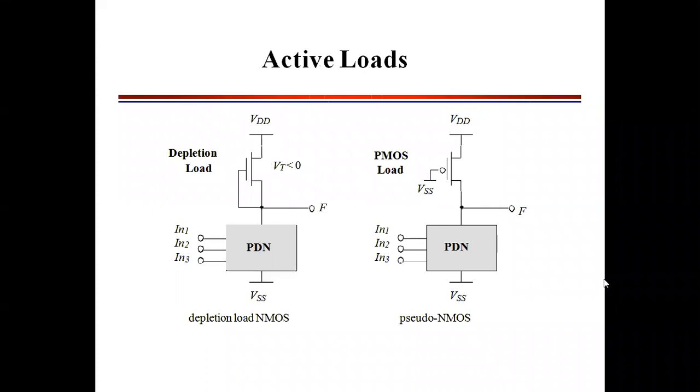Now the active load. The first one was the resistive load, and then the active load. In the active load, we have two types: depletion load and pseudo NMOS. Depletion load means you can use an NMOS whose threshold voltage is less than zero. It is a depletion load NMOS. Regarding pseudo NMOS, you attach only one PMOS whose gate is connected to the same potential as that of the NMOS, which we have connected to ground. So the gate of the PMOS is also connected to ground. That becomes the pseudo NMOS.